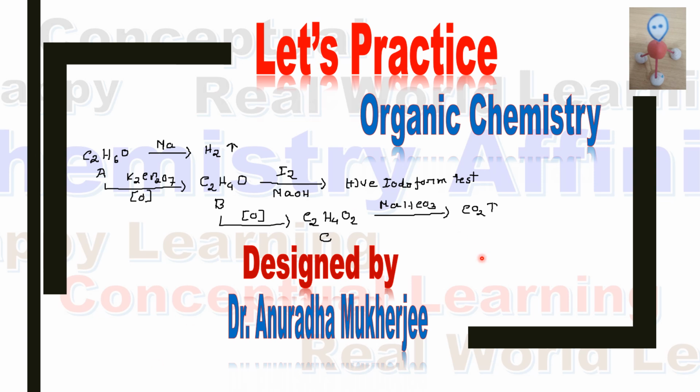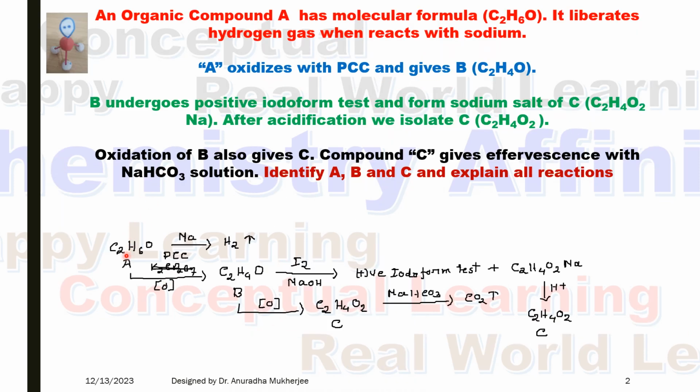In this video, I am going to explain an organic chemistry practice problem. An organic compound A, which has molecular formula C2H6O, liberates hydrogen gas when it reacts with sodium. A oxidizes with PCC and gives B. The molecular formula is C2H4O.